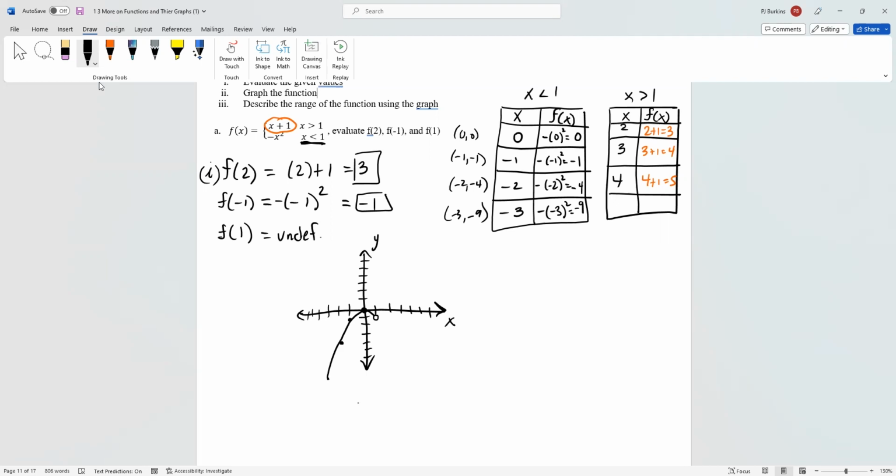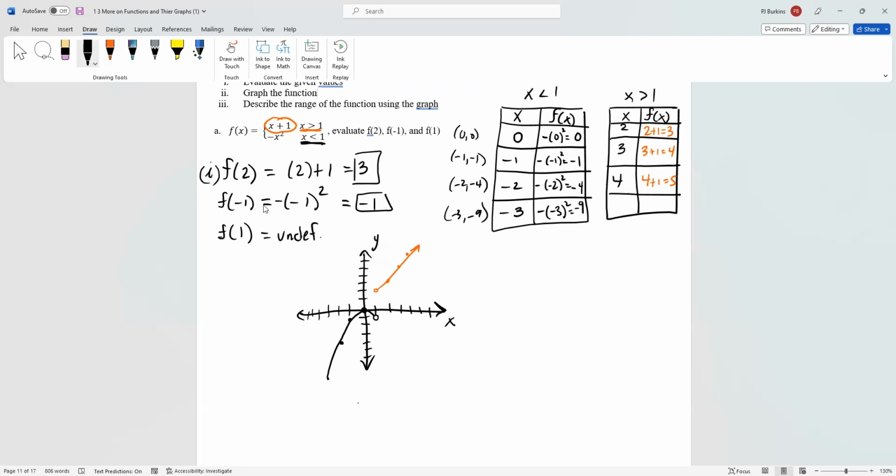What about the other part? All right, so here we have the ordered pairs 2, 3. And we have 3, 4. And 4, 5. So that's rather linear. Again, we need to know, what does this thing look like around 1? So if I plug 1 into there, I would get the point 1, 2. But again, an open circle. And that should be linear.